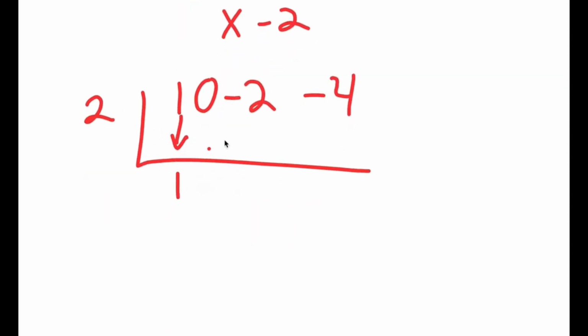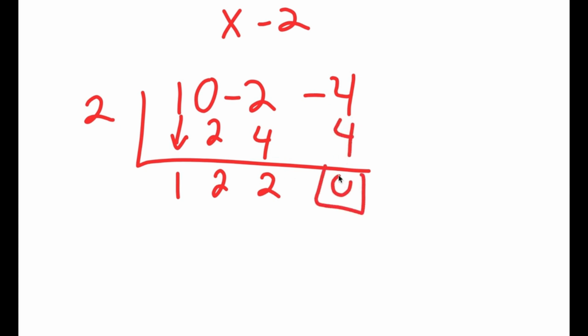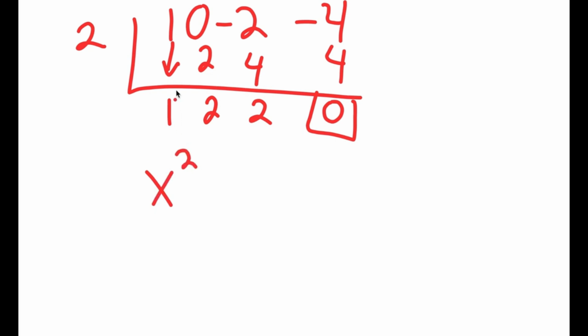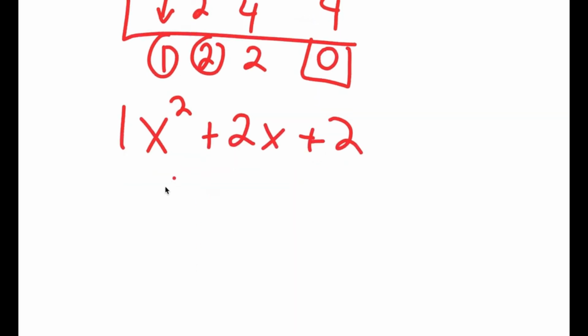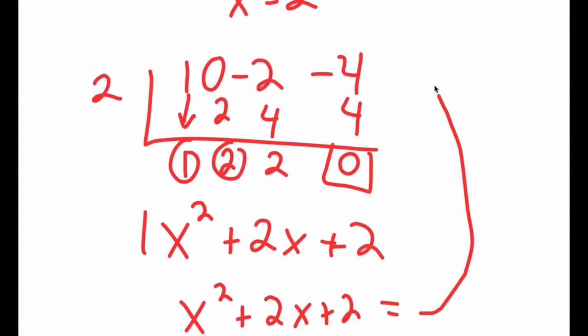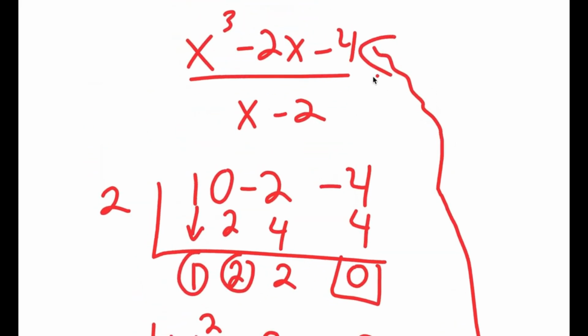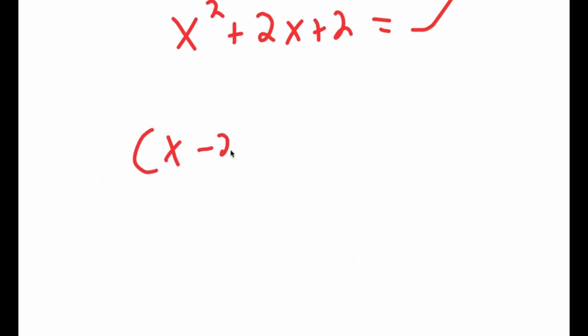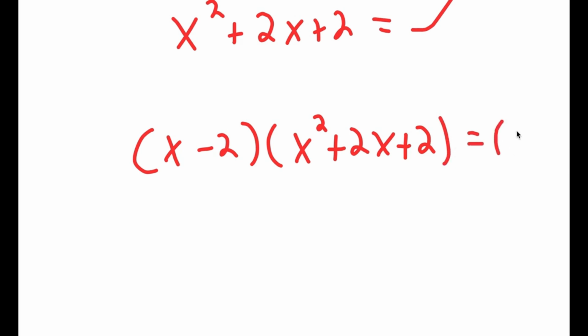Now, if we bring down 1, we get 2 times 1, which is 2. 0 plus 2 is 2. 2 times 2 is 4. -2 plus 4 is 2. And 2 times 2 is 4. -4 plus 4 is 0. So we have a remainder of 0, and we get x squared, coefficient is 1, plus 2x, coefficient is 2, plus 2 at the end. So I get x squared plus 2x plus 2 is equal to this. And this also means that x minus 2 times x squared plus 2x plus 2 is equal to 0.